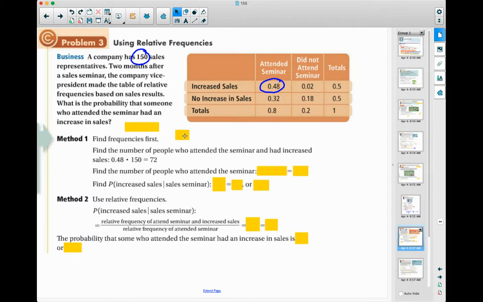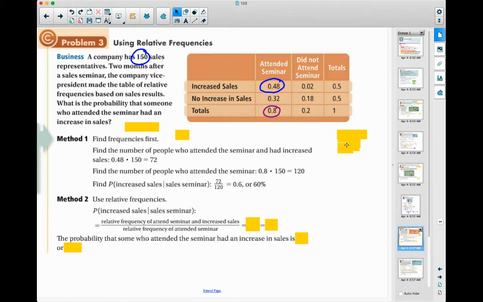Find the number of people who attended the seminar total. If I look here on the frequency table, we have 0.8, or 80%. That means 80% of the 150 attended the seminar, so that's going to be 120. So 120 employees went to the seminar out of the 150 total employees. I want to find the probability that they increased sales given they went to the seminar. How many went to the seminar? 120. And how many increased sales? 72. 72 out of 120 is 0.6, or 60%. Now, another method you can use is relative frequencies.